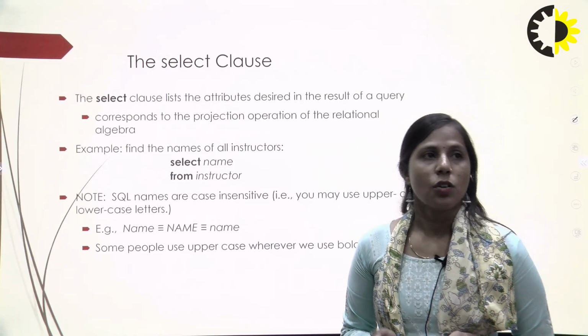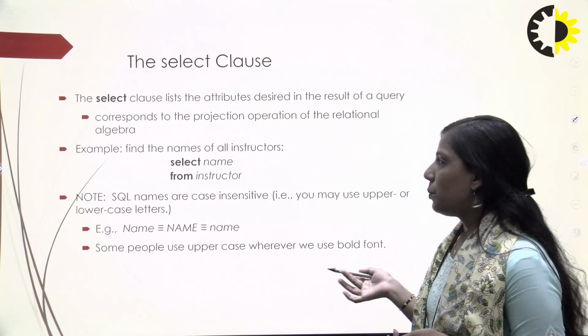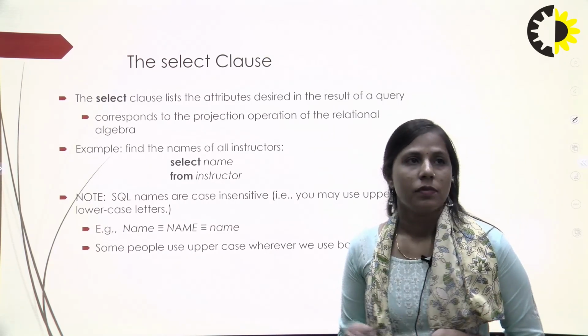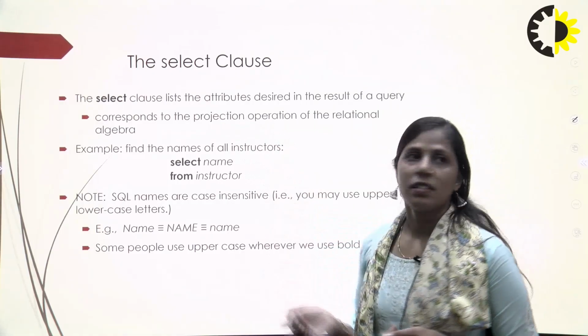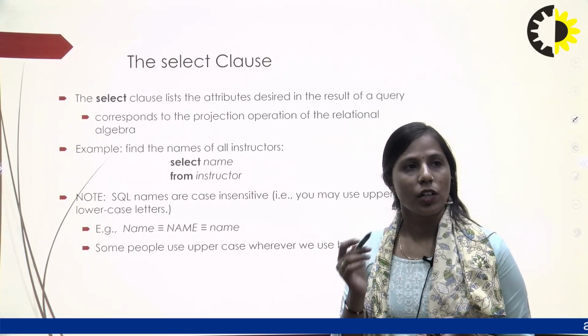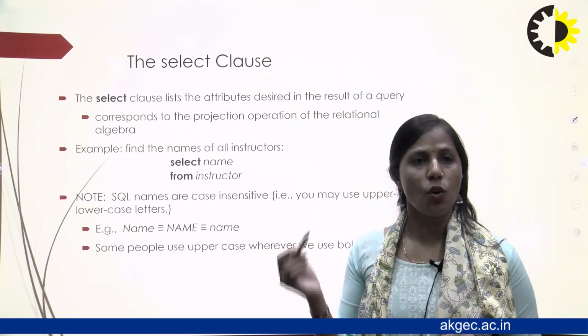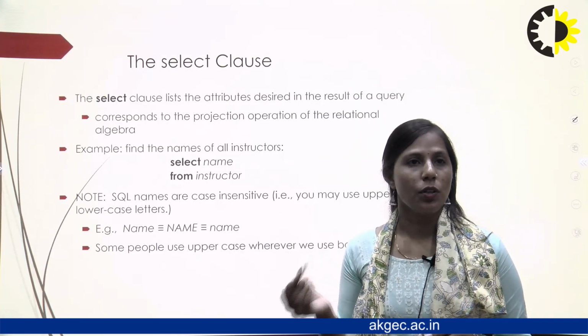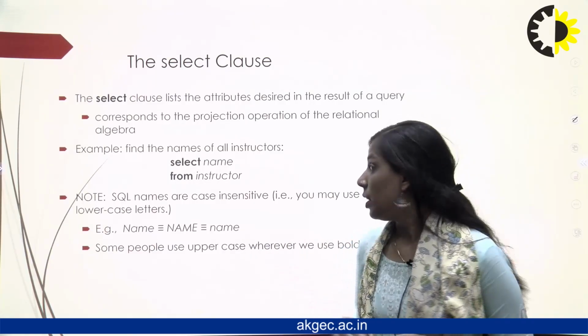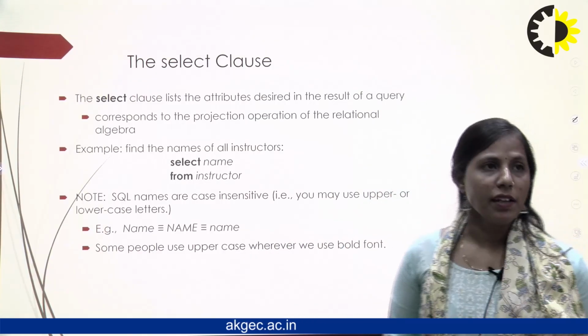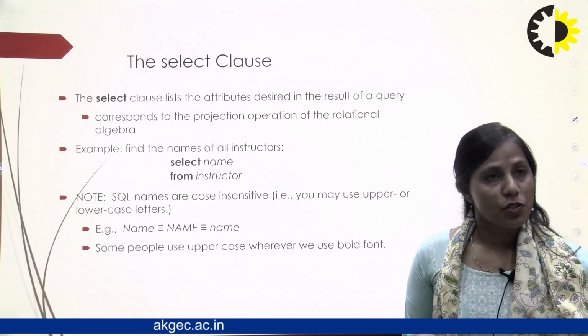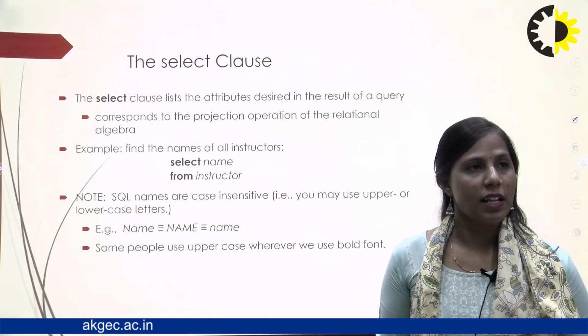So let's take an example for the same. What is the select clause? It lists the attributes desired in the result. Whatever attributes we have mentioned, if we do not give any condition, it will show all the attributes, the whole table. Now, it defines the projection operation of relational algebra also.